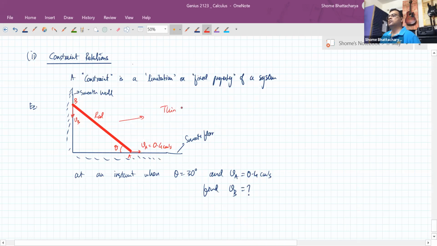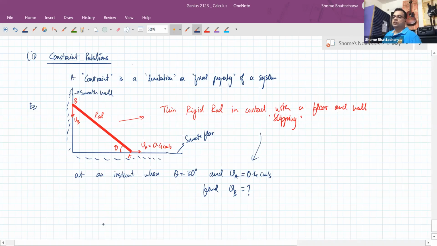Okay, so this is a thin rigid rod, in contact with a floor and wall, slipping against it. So this is what we want to do over here.